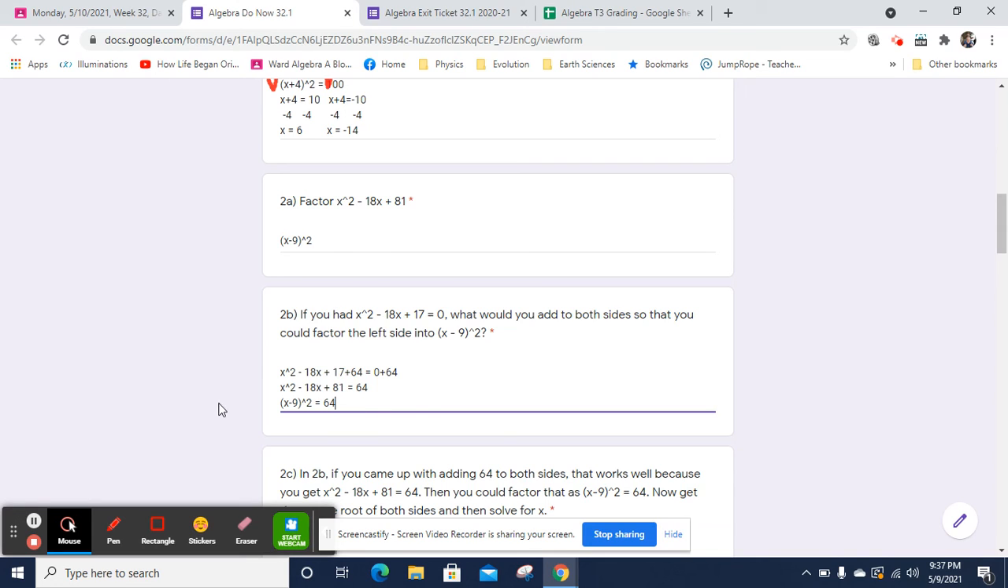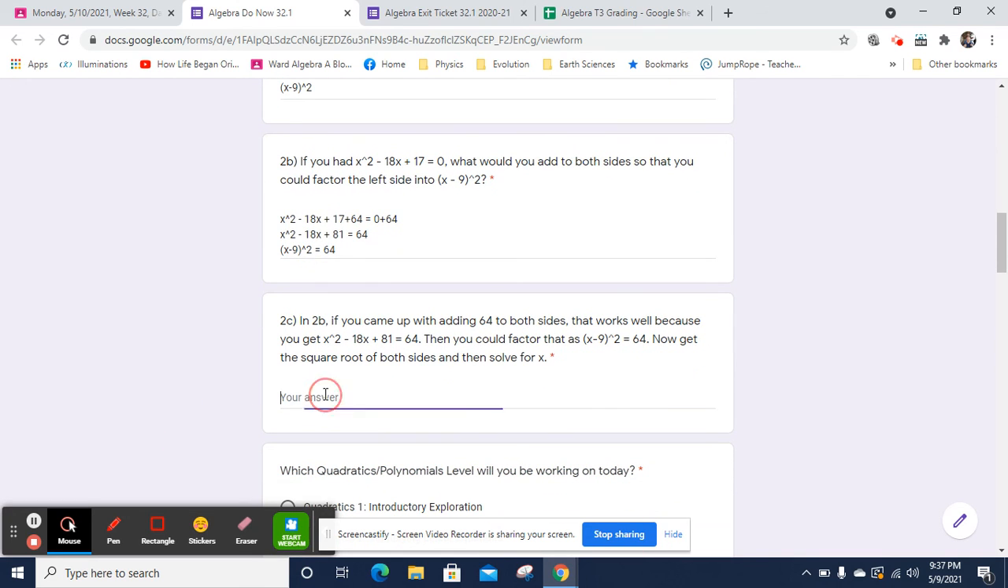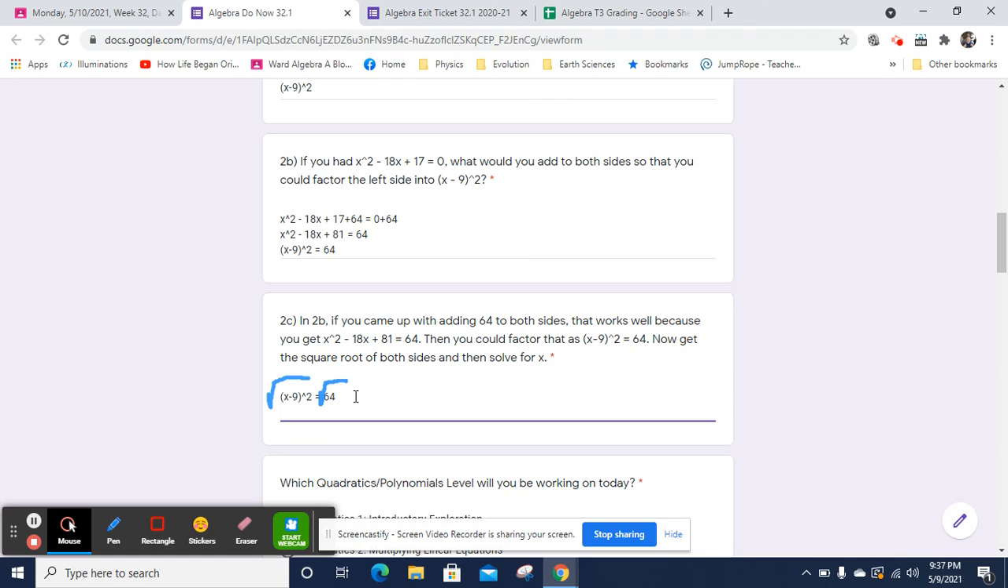On the next question, it's going to ask us to get the square root of both sides and solve for x. So we'll get the square root of both sides. Pick a different color this time. We'll go with blue. Here's my square root of that, and we get a square root of 64. When we get the square root of the square of x minus 9, we just get x minus 9 because the square root and the square cancel each other out. However, the square root of 64 is either 8 or negative 8.